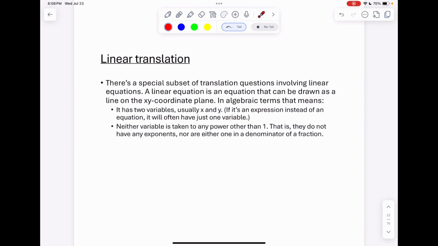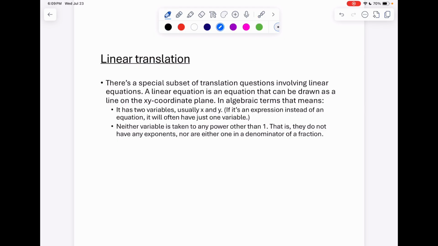There's a special subset of translation questions involving linear equations. I want you to think of a linear equation as an equation that can be drawn as a line in the xy coordinate plane. When we graph it, it makes a line. That's why it's called linear. If we're looking at it algebraically, it means there are two variables, x and y. If it's an expression instead of an equation, it will often have just one variable. And neither of the variables is taken to any power other than 1. That is, they do not have any exponents, nor are either one in the denominator of a fraction.